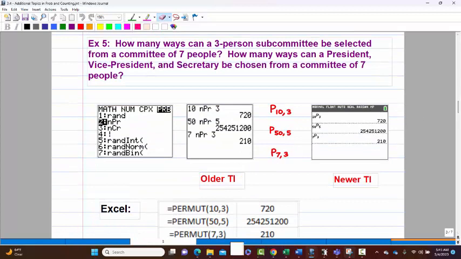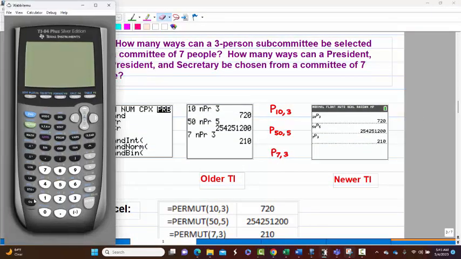So in the calculator, you do this as 10, the first number, then PRB, NPR, the second one. We'll be using NCR here shortly. NPR, 3, enter, and you see there's your answer, 720 right there. So there's 720 different ways to choose 3 out of the 10.